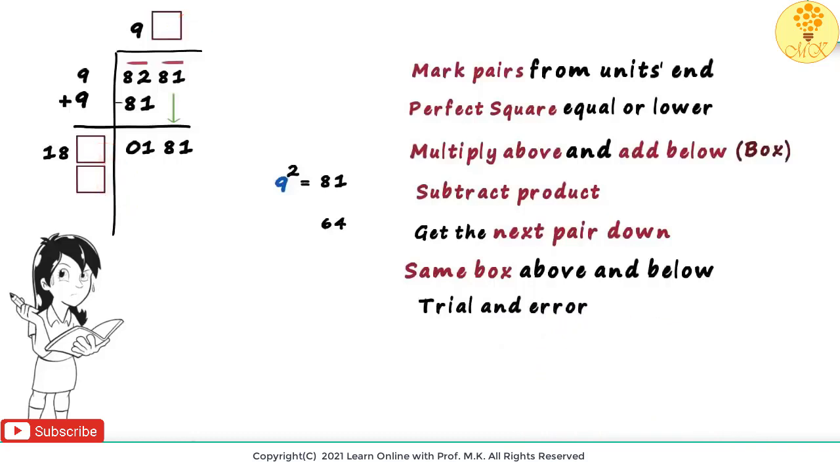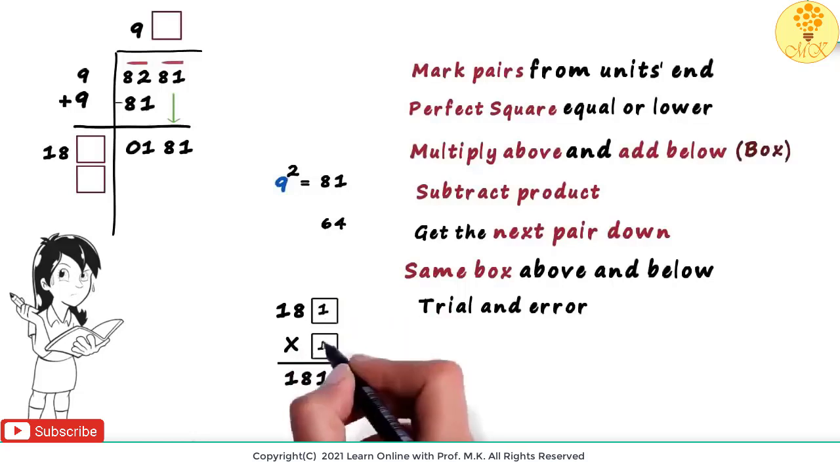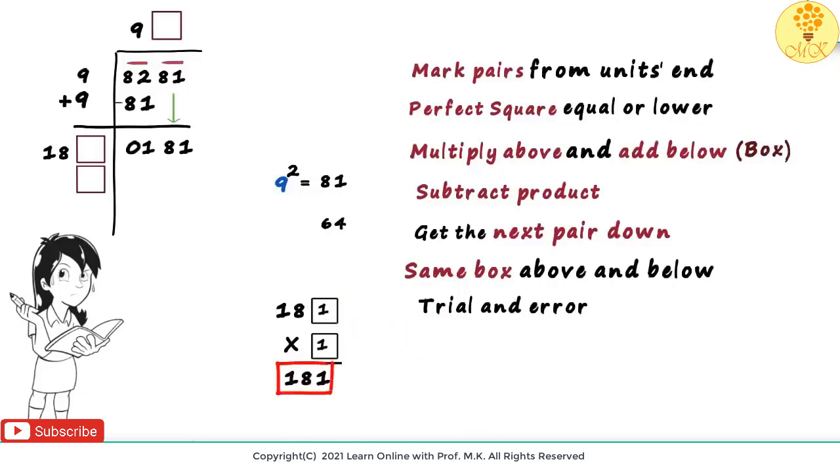We look for the product of 2 numbers, which gives us 181. This is how the product should look. What number do you think we can write in the boxes to get 181 as our product? Remember, the digits in both the boxes have to be the same. Yes, 181 multiplied by 1 gives us 181. So we have found the digit in the boxes. It's 1.